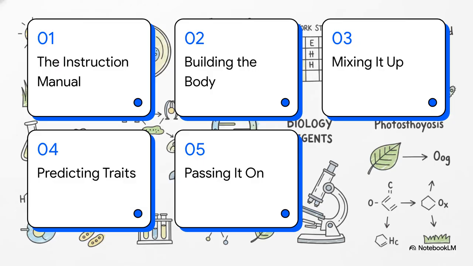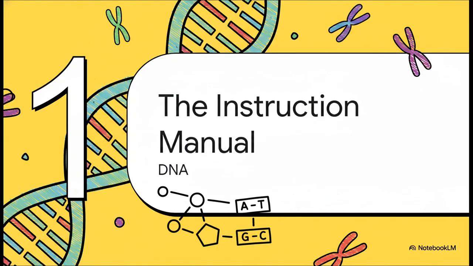Okay, so here's our roadmap for today. We've got 5 stops. 1. The instruction manual, which is DNA. 2. Building the body through mitosis. 3. Mixing it up with variation. 4. Predicting traits using probability. And finally, 5. Passing it on through reproduction. All right, let's jump right into section 1, the instruction manual, DNA.